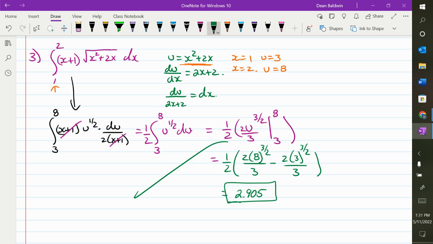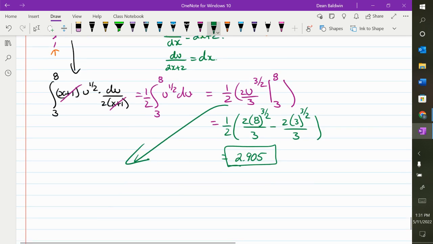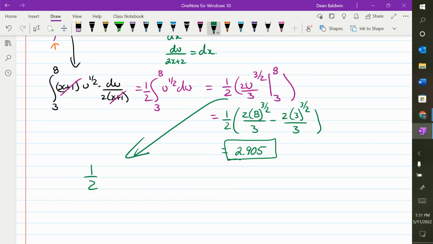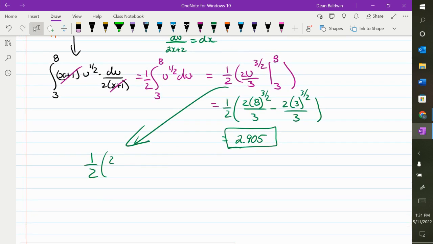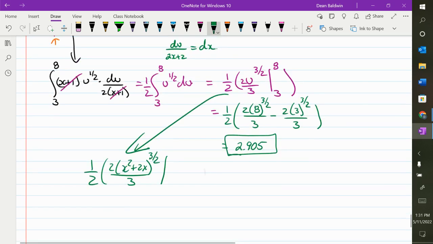At this stage, you're going to be evaluating the integral, one half, u was x squared plus 2x, to the 3/2 over 3, evaluated from 1 to 2. Did people get 2.905? No, I just did it again. I got it different. I got 5.810. Yeah, 5.8? Yes.